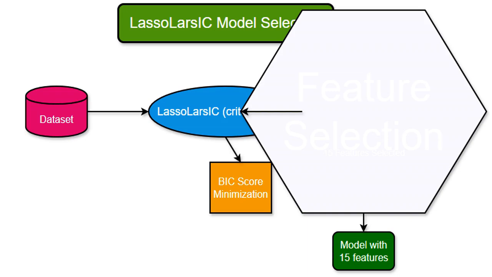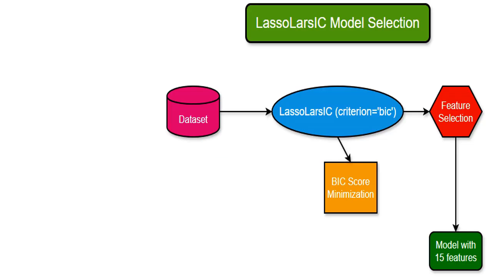The model selected the 15 features by finding the combination that gave the lowest Bayesian Information Criterion, BIC, score. The BIC score is like a judge that balances how well the model fits the data with how many features it uses. A lower score is better. It likes simple models but still wants them to be accurate. I used a LassoLarsIC model with the BIC criterion for model selection.